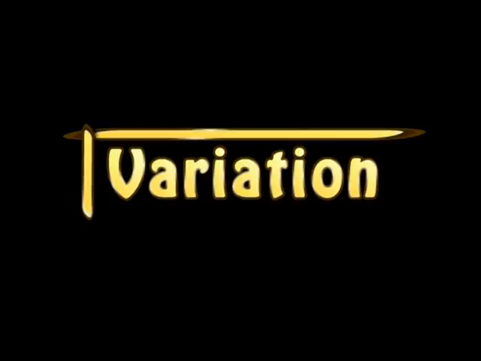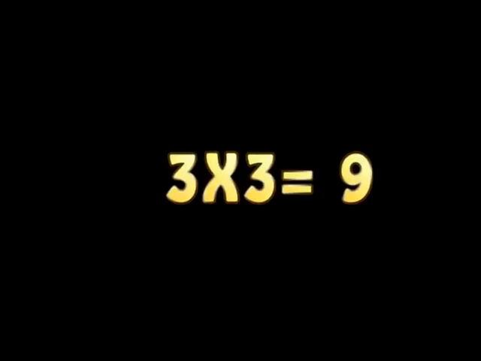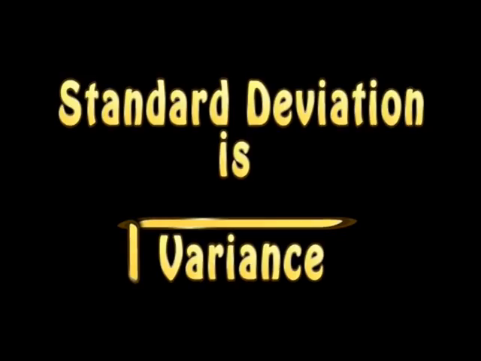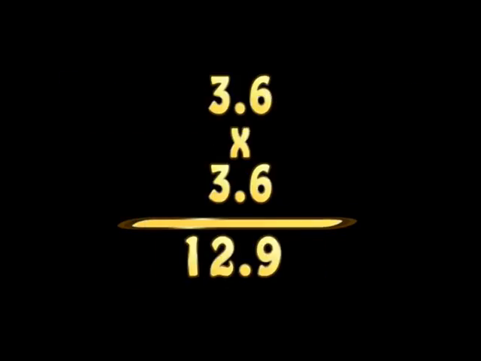To find standard deviation, you need to find the square root of your variance. The square root is the number that can be multiplied by itself to get the number you took the square root from. For example, the square root of 9 is 3, because 3 times 3 is 9. 3 is multiplied by itself to get 9. So 3 is the square root of 9. And so our standard deviation is going to be 3.6. We are going to use 3.6 as our square root and our standard deviation.